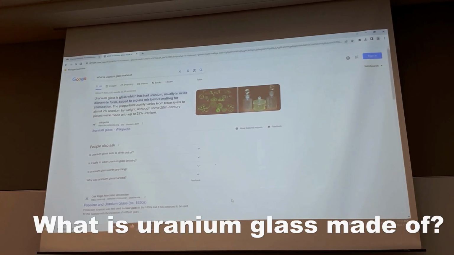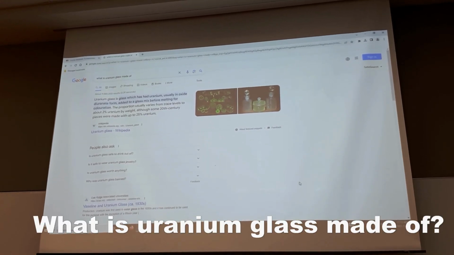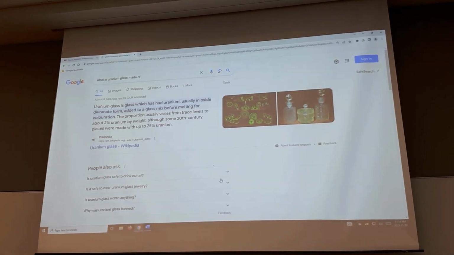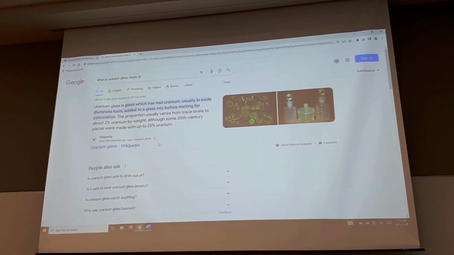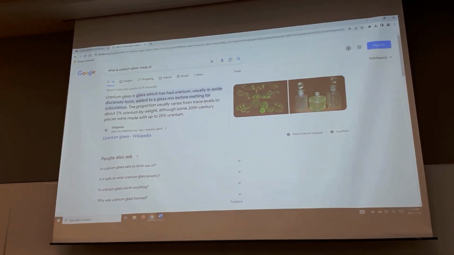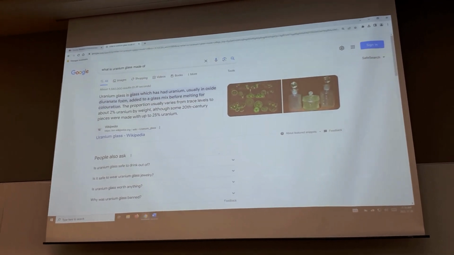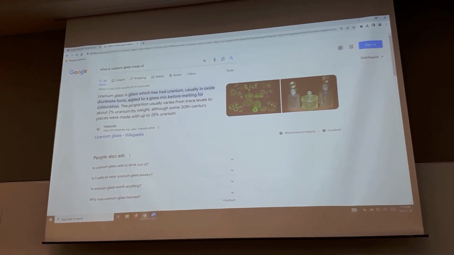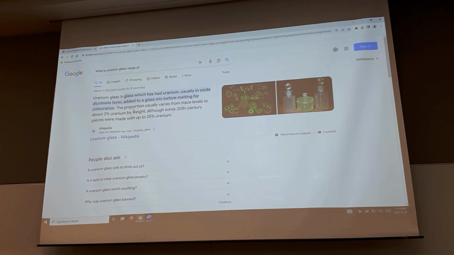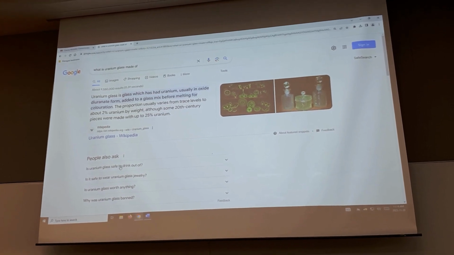So ask a simple question, what is uranium glass made of? And there we go. Uranium glass is glass which had uranium, or has had uranium, usually in oxide diuranate form, added to the glass mix before melting for coloration. That doesn't tell me too much.